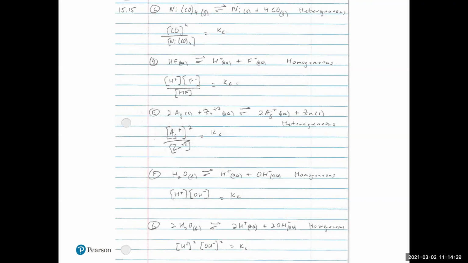The last two, in the E example, we had examples where we had pure solids. And so those have a value of 1, so they don't show up in the expression. And then finally on F, we have a pure liquid. And so that has a value of 1, so that doesn't show up either. Okay? So hopefully by the end of this chapter, you'll have drummed in your head products over reactants, and then looking at the stoichiometry of the balanced chemical equation to know what exponents you need to have.